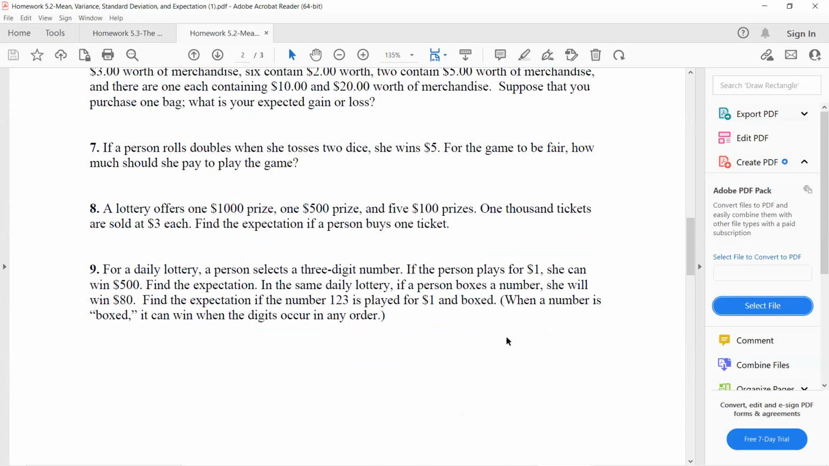For a daily lottery, a person selects a 3-digit number. If a person plays for a dollar, she can win $500. Find the expectation. That's the first part. Did you get that part? I did. In the same daily lottery, if a person boxes a number, she will win $80. Find the expectation if the number 123 is played for $1 and boxed.